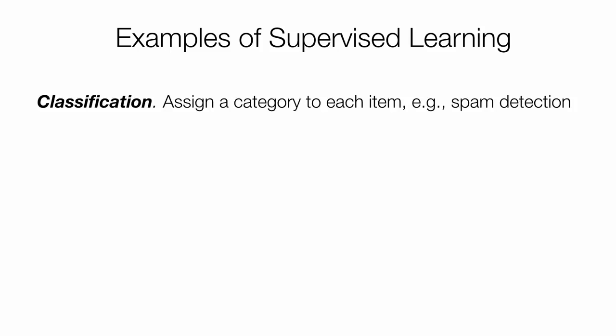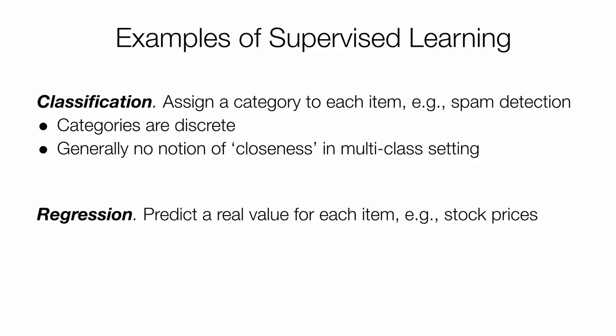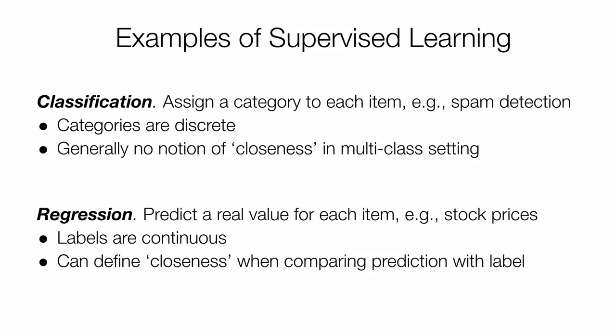So what are some common examples of both supervised and unsupervised learning? Well, in the supervised setting, classification is one common task, and the goal here is to assign a category to each item. For instance, spam detection is a common binary classification problem. Here, the categories or the labels that we're trying to predict are discrete, and there's generally no notion of closeness in the multi-class classification setting. In contrast, regression is another supervised learning setting where we aim to predict a real value for each item, for instance, trying to predict stock prices. Here, our labels are continuous, and we can, in fact, define closeness when comparing predictions with labels.